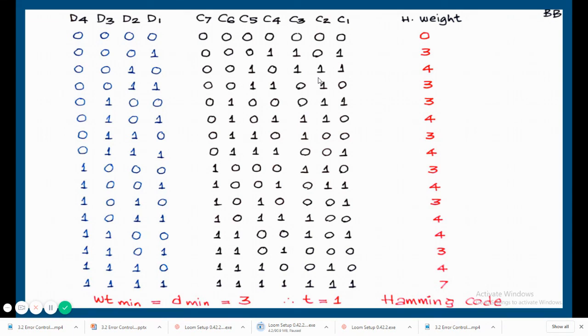The minimum Hamming weight is equal to 3. And that is always the same as D minimum. That's a property of linear block code: minimum Hamming weight and D minimum are the same for linear block code. So D minimum is equal to 3. Correction capability is equal to 1, because the relation is correction capability equal to D min minus 1 upon 2. 3 minus 1 upon 2, that is 1.